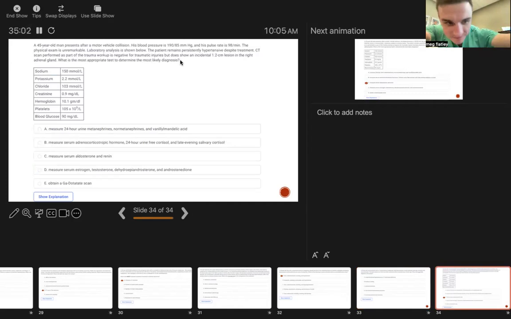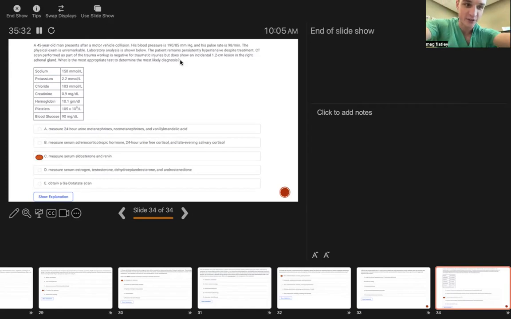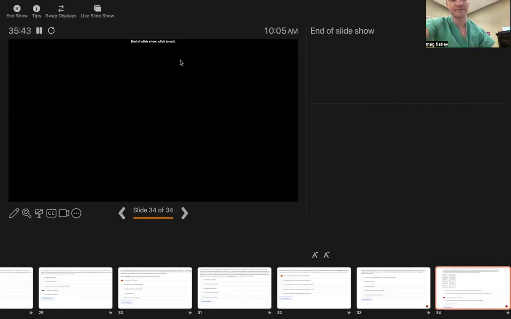His blood pressure is 190 over 85, pulse is 98. The patient remains persistently hypertensive. CT performed at the time was negative for any injuries, but does show an incidental right adrenal mass. Labs show sodium's high, potassium's low. So it has all the hallmarks of high aldosterone, like you said, high sodium, low potassium. And the way you diagnose that is the ratio of the aldosterone to renin.